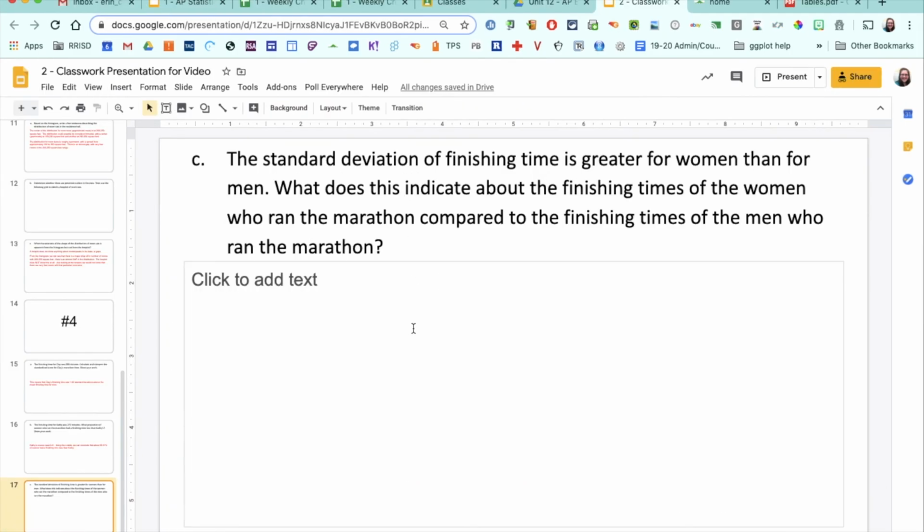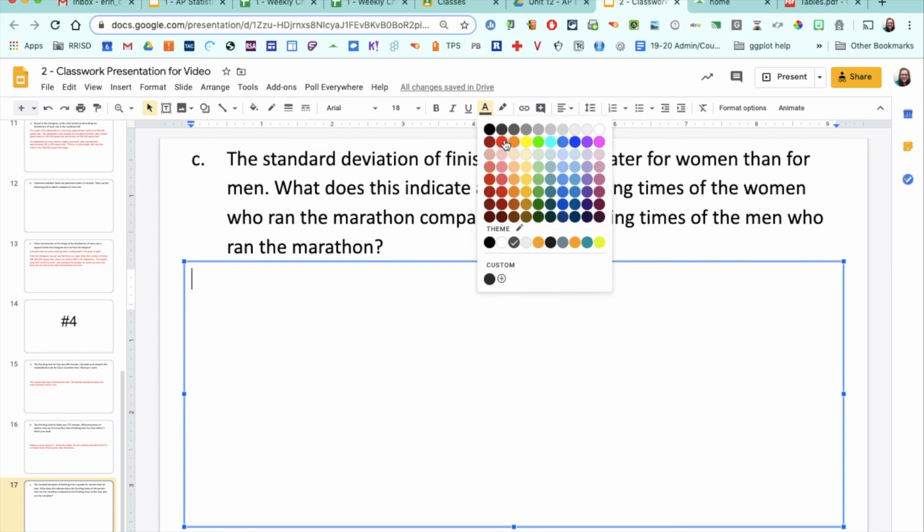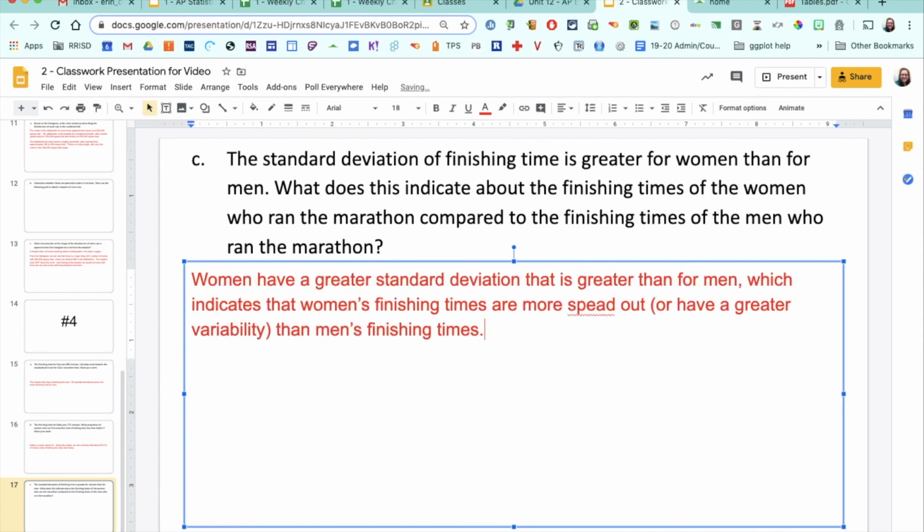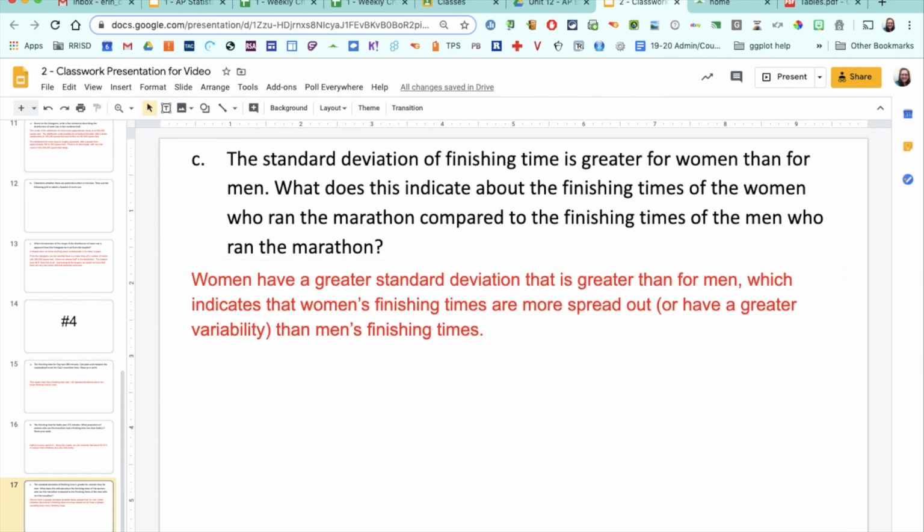So when I explain this or interpret what this tells us, I want to mention variability, and then I also want to make a direct comparison between women and men. The scoring guidelines for this question wanted you to make sure and mention some form of variability or spread, saying that standard deviation is a measure of spread or that it relates to variability. And then again, to make that direct comparison, saying that women's finishing times are more spread out or have a greater variability. So that is part C, and that is the end of the classwork for this week.